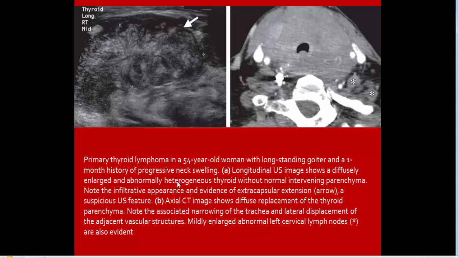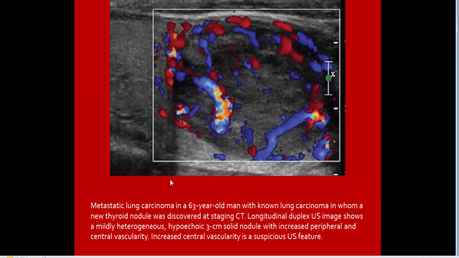Also, we see on CT diffuse replacement of thyroid parenchyma, associated narrowing of the trachea, and lateral displacement of adjacent vascular structures. Also, abnormal left cervical lymph node. This is metastatic lung carcinoma, a known lung carcinoma with a new thyroid nodule discovered at staging CT. Duplex scan shows a mildly heterogeneous hypoechoic 3 cm solid nodule with increased peripheral and central vascularity, suspicious features.